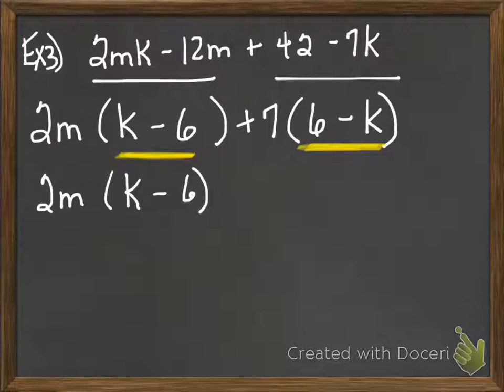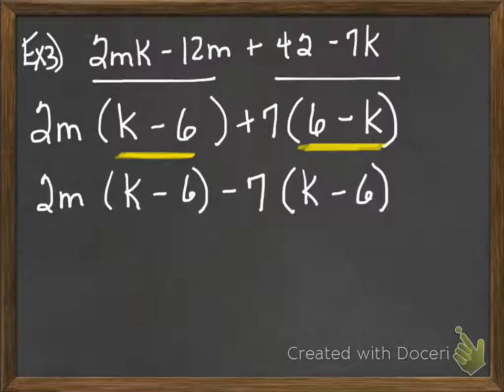But to make 6 minus k turn into k minus 6, anybody know what we're going to have to do? Reverse distribute. We're going to have not take out a positive 7, but we're going to have to take out a negative 7. And when you bring that negative out, your parentheses won't be backwards anymore. You'll have k minus 6.